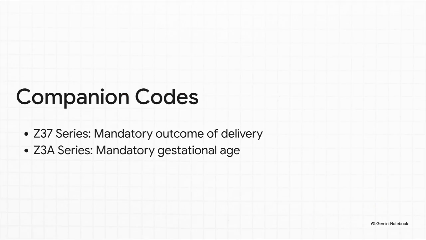Whenever you use a delivery O code, you have got to pair it with a code from the Z37 series. This indicates the mandatory outcome of delivery, like single live-born or twins, for example. On top of that, you also have to assign a code from the Z3A series. That gives us the mandatory gestational age, specifying the exact weeks of gestation at the exact time of delivery.